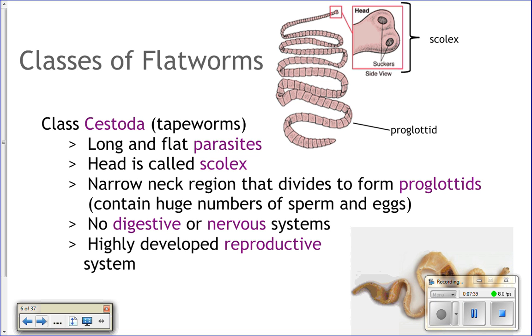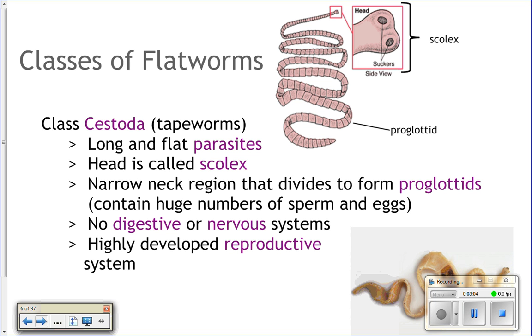And the head is called the scolex. So that's what it looks like. And it's got suckers on it which it uses to attach to the intestinal wall of its host. And sometimes those suckers will have hooks on them, actually, so that they will hook onto the intestinal wall. And then behind that, they've got the neck. So they've got the head and then the neck.